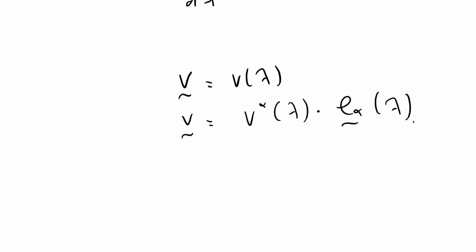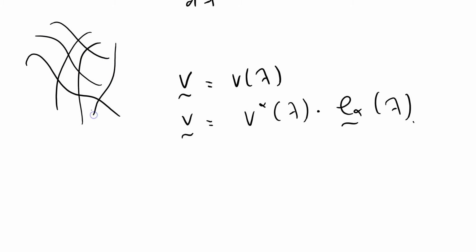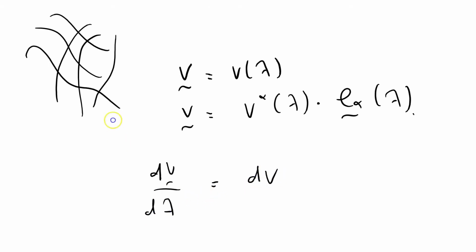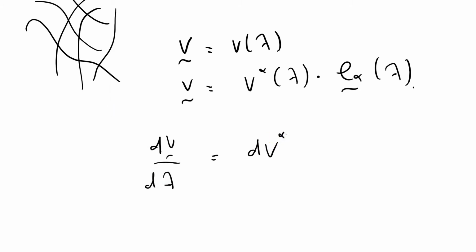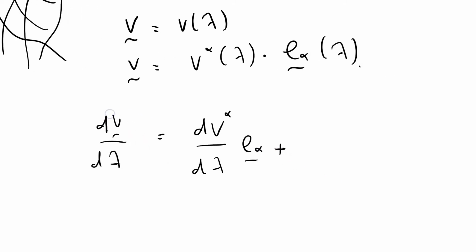Because in a general curvilinear coordinate system, all your basis vectors are changing. So let's have a look at this, and we've got dv by d lambda is now equal to what? Well, it's dv alpha by d lambda e alpha plus v alpha times de alpha by d lambda.